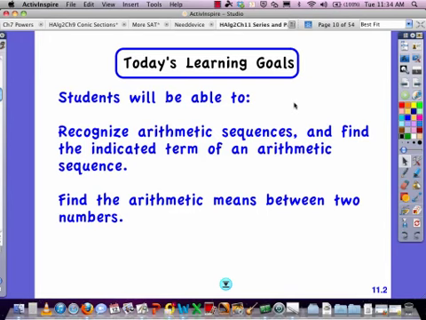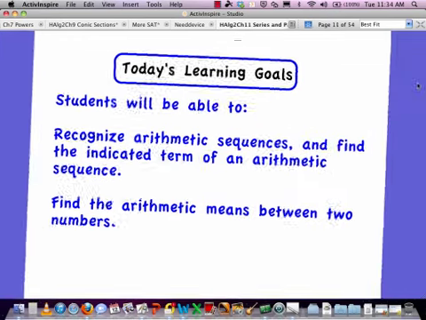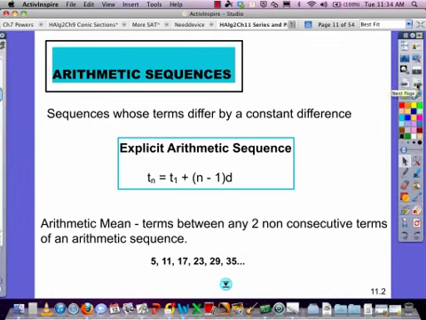Okay, our next section is going to be about arithmetic sequences. We're not going to be doing series. You might see a couple of review questions, but this is more about sequences and what an arithmetic sequence is. So take a look at our learning goals. We want to be able to recognize arithmetic sequences and find the indicated term of an arithmetic sequence. Find the arithmetic means between two numbers. So let's get started and start with a few definitions.